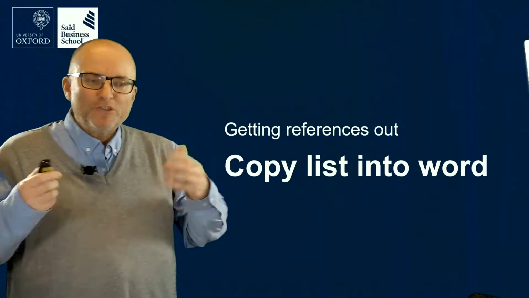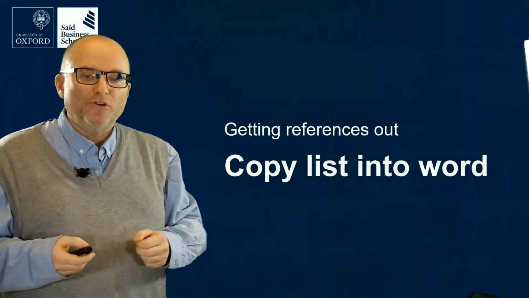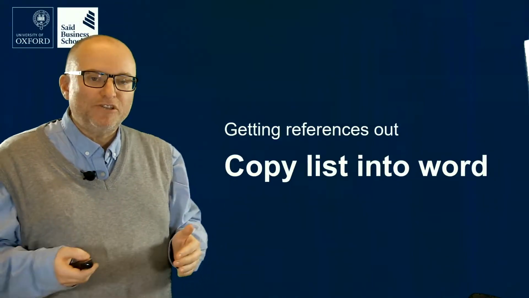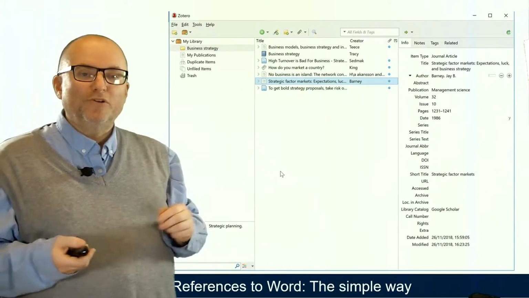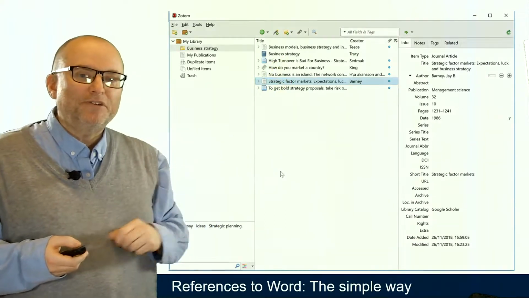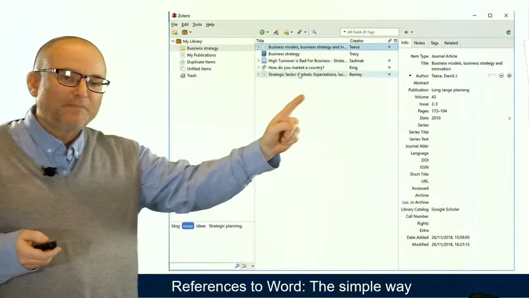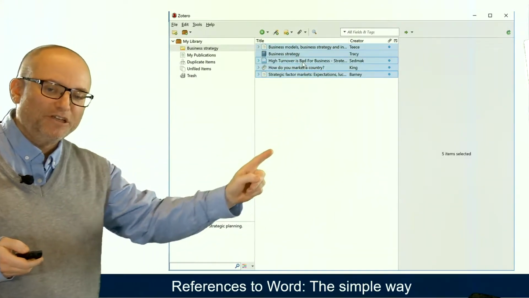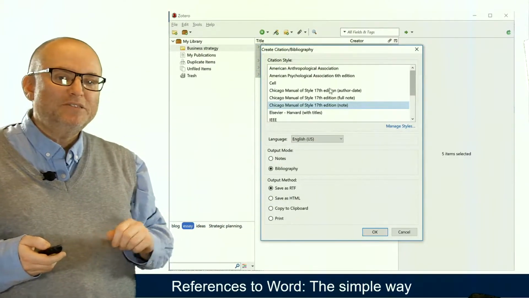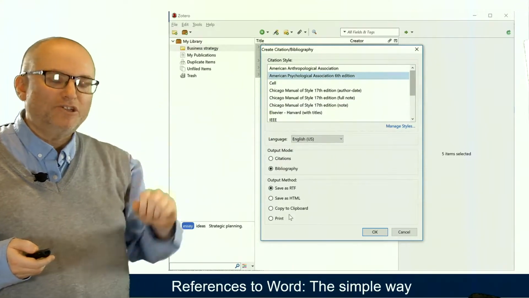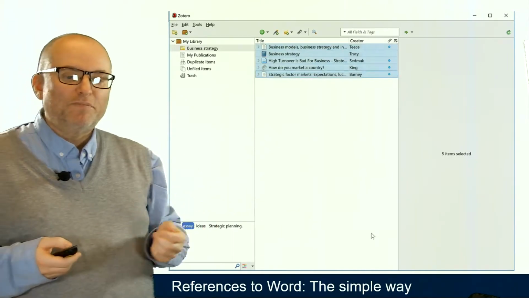Now, of course, the most important thing about having your reference manager is being able to get the references out into your document. So here is the simplest way to do this, and you simply have to select the references that you'd like to put into your document. The best way to select multiple references is to click and select them while you're holding Shift. Then choose Create Bibliography from Items. Choose the kind of citation style you want. I chose APA, and then make sure you copy it to clipboard. You could also save it as a file, but I want to copy it into clipboard.